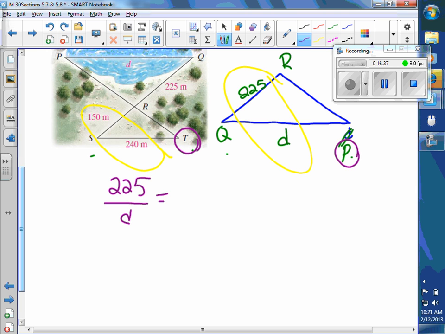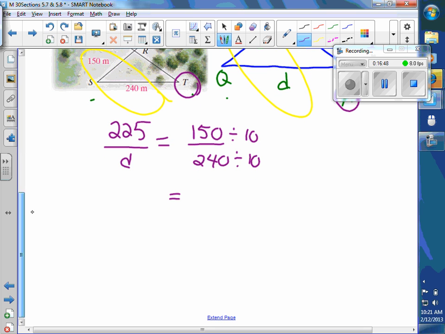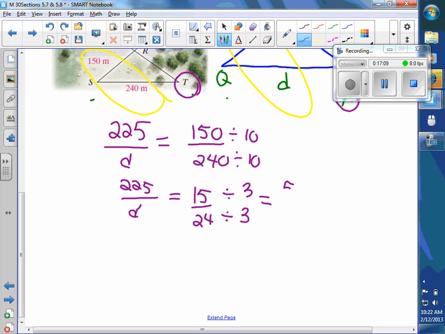So 225 compares to D as 150 compares to 240. So right away, you guys, I would recommend you divide by 10. Before you do any of this crazy multiplication that you feel so strongly about, consider looking at what I'm doing. Can I reduce again? Yeah. 25 and 15. No. How about right here? 3. So this is 5/8, right? Now set that equal to 225 over D.